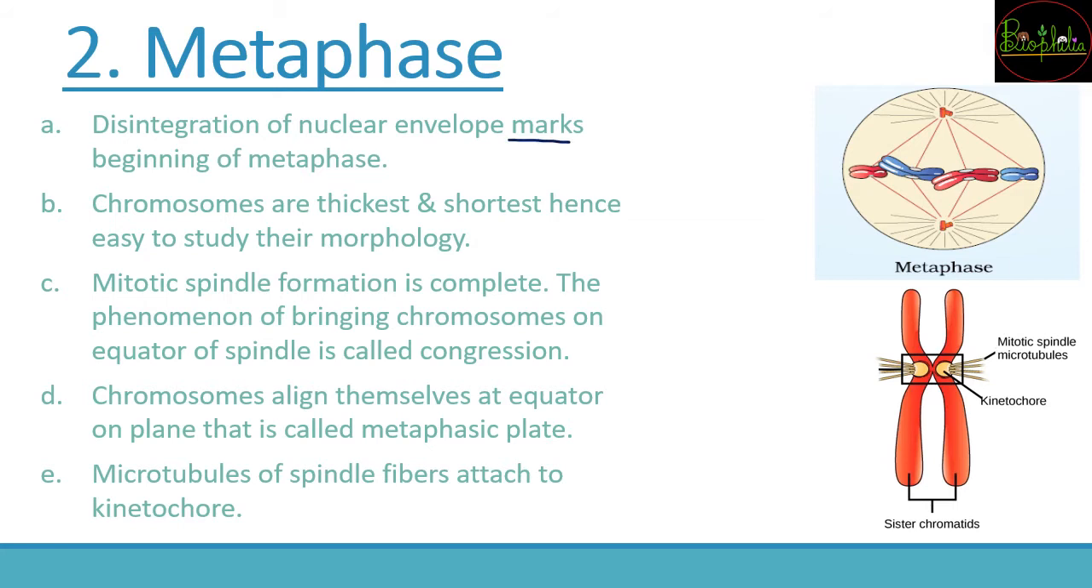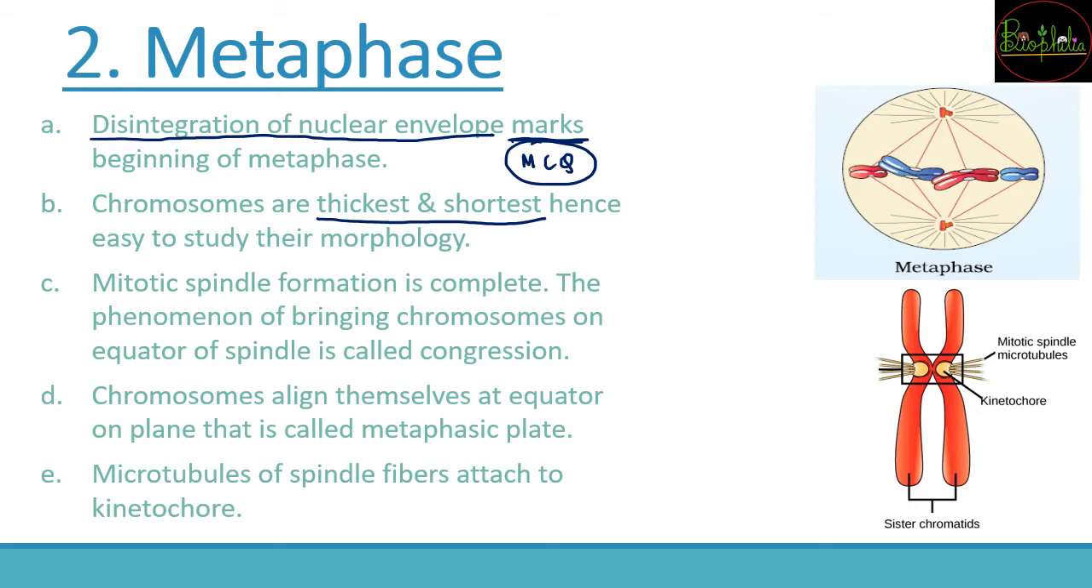So again it is going to be a very important question regarding who is going to mark or what event is going to mark the beginning of the metaphase. So it is nothing but going to be disintegration of the nuclear envelope. जैसे ही disintegration of the nuclear envelope start होगा, you can try to call it as a early metaphase. And till the time जैसे क्रोमैटिन का जो कंडेंसेशन था वो मेटाफेज में आते आते complete कंडेंसेशन हो जाएगा. And till that time the chromosomes are going to be in the thickest and the shortest phase.